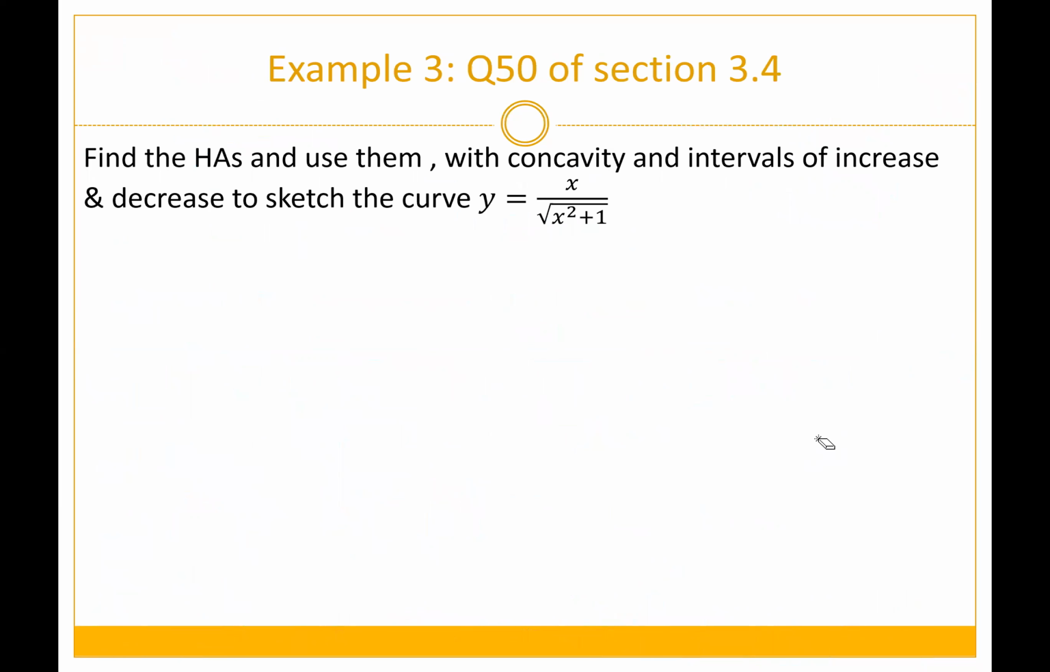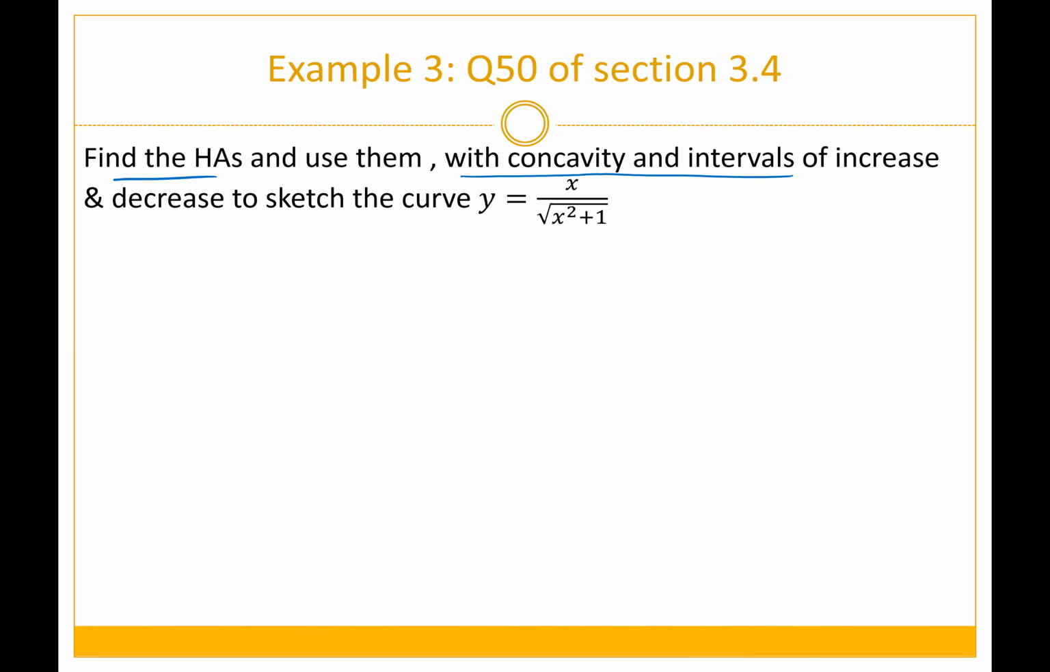Finally, this is example 3, question 50 of section 3.4. Find the horizontal asymptotes and use them with concavity and intervals of increase and decrease to sketch the curve. This is a challenging one because it involves a lot of things. It's similar to 3.5 in the sense that you start to put things together. Not everything yet, but most of the things.